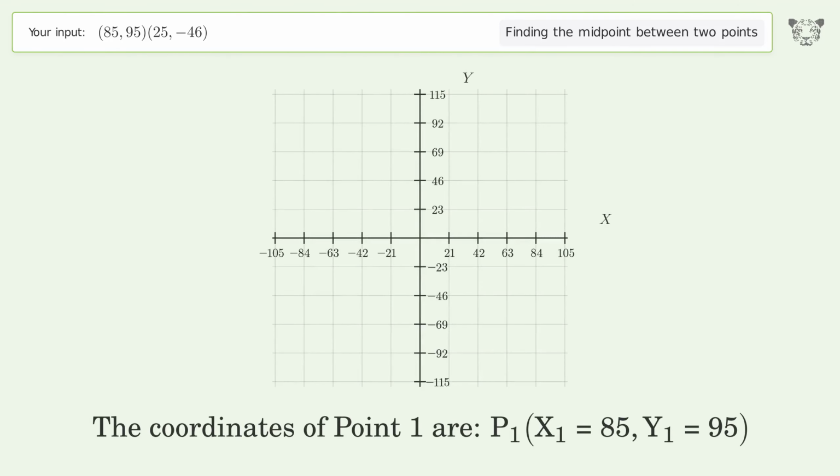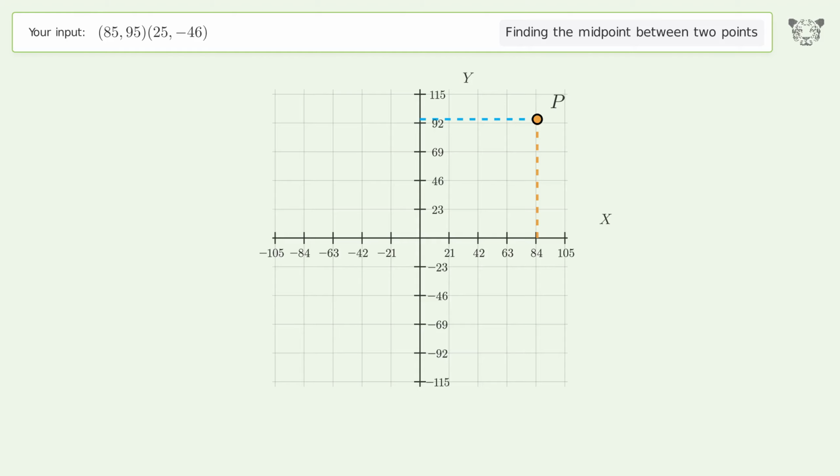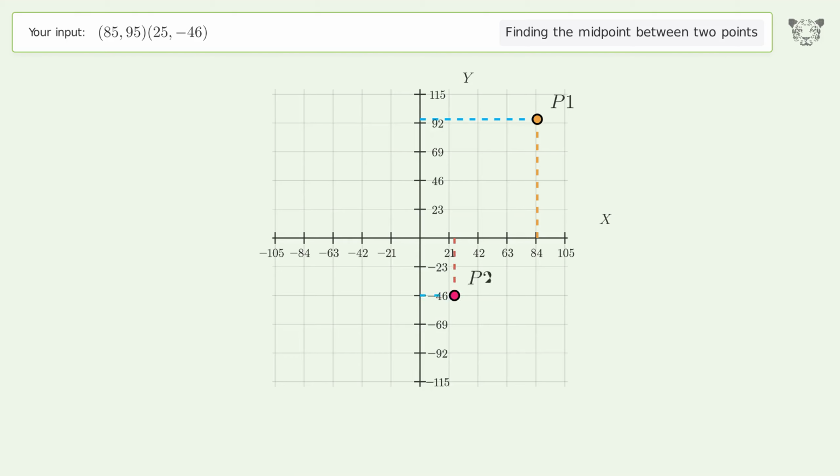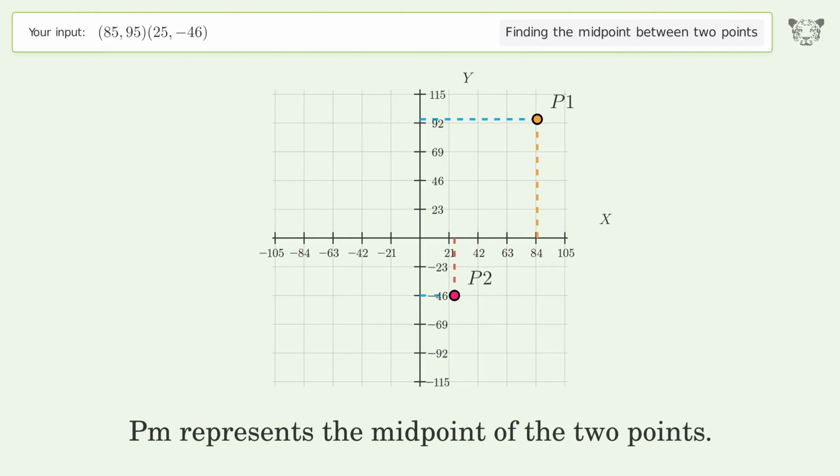The coordinates of point 1 are x1 equals 85, y1 equals 95. The coordinates of point 2 are x2 equals 25, y2 equals negative 46. PM represents the midpoint of the 2 points.